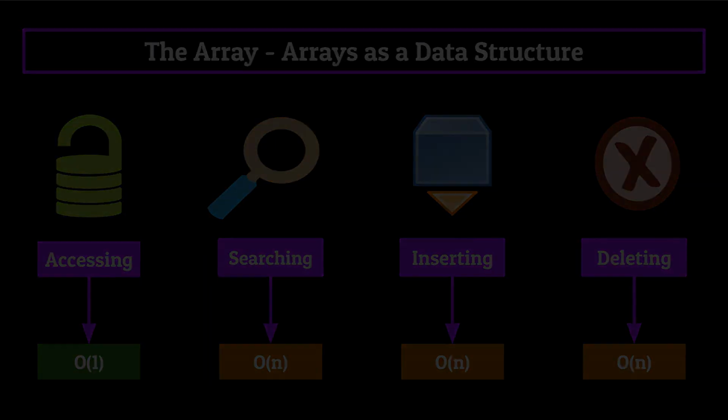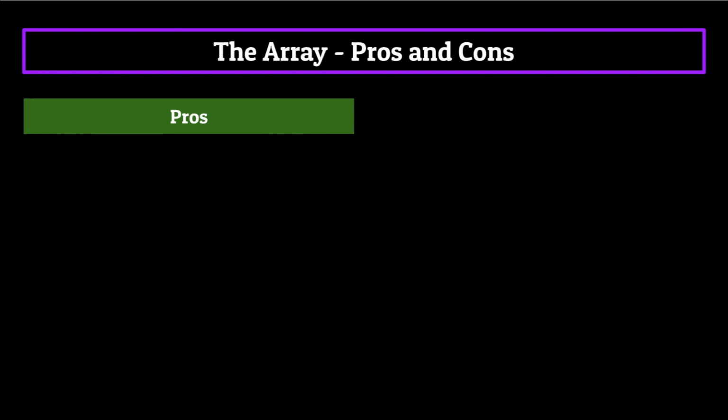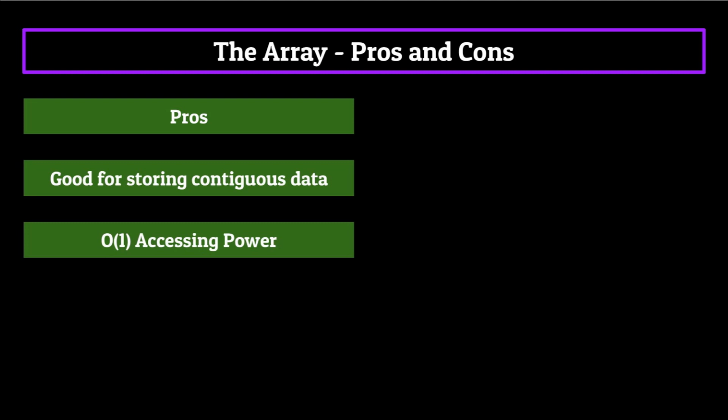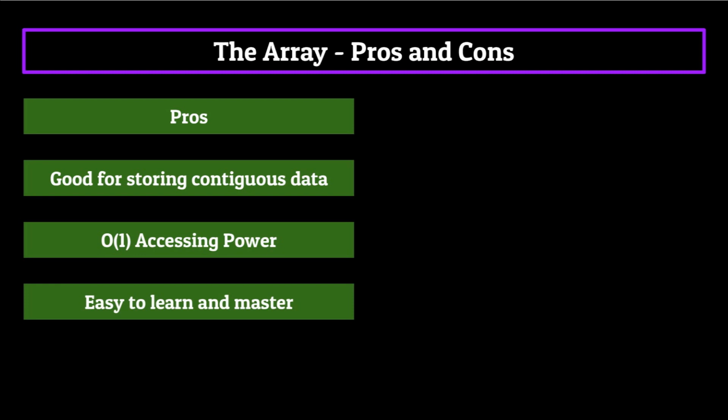Now let's talk pros and cons. Arrays are a really good data structure for storing similar, contiguous data. Its ability to access any item in constant time makes it really good for programs in which you want to be able to have instant access to the information contained within your data structure. It's also a lot more basic than some of the other data structures we'll end up talking about, and so it's easy to learn and master.